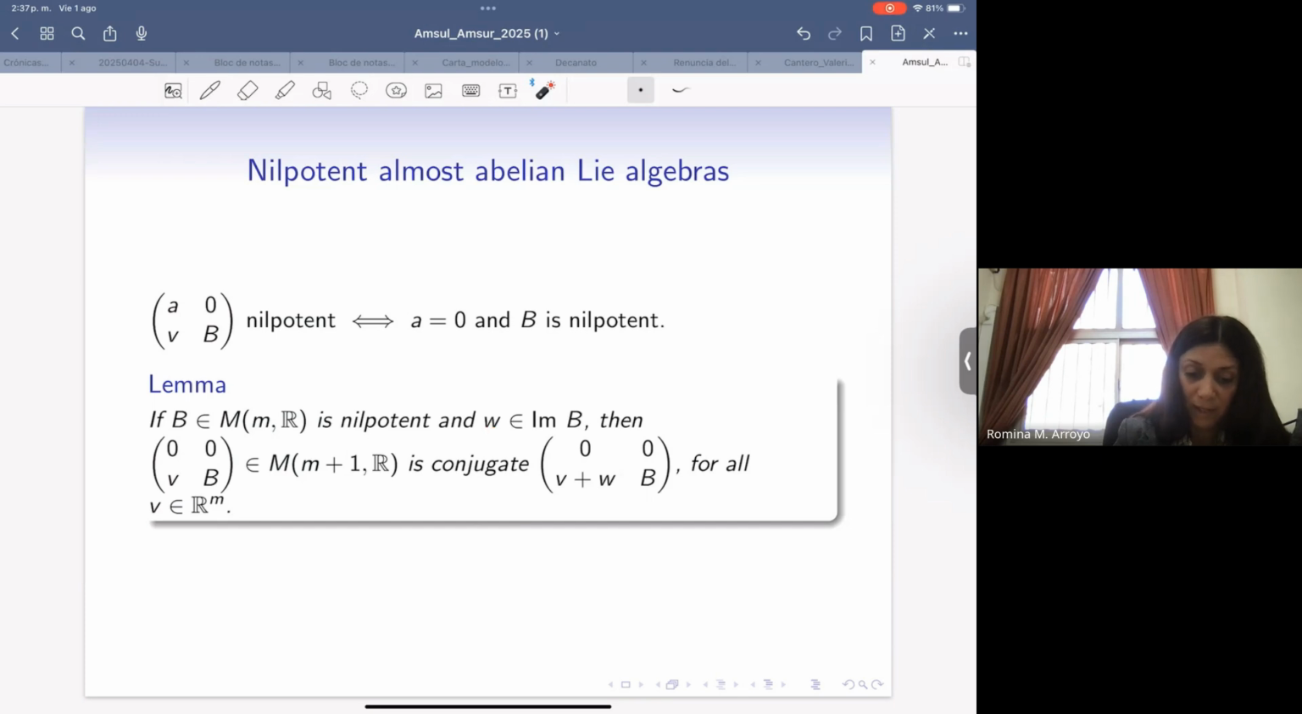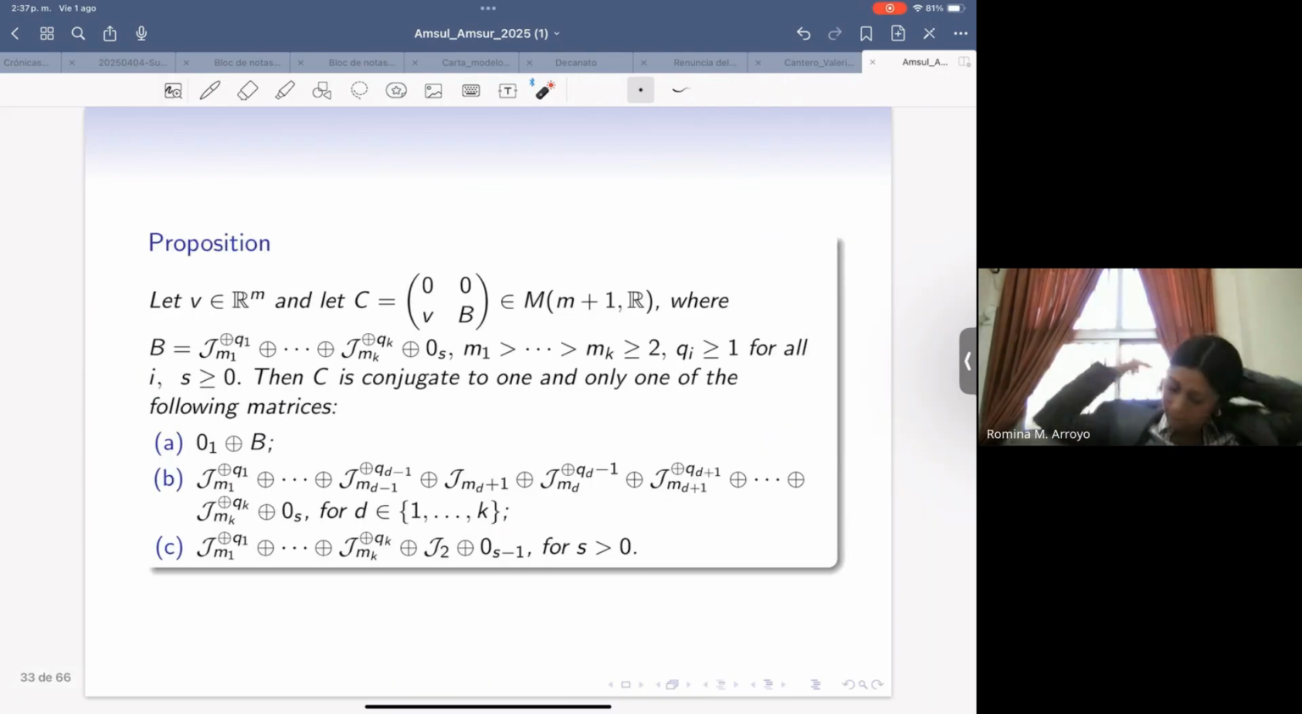Okay. So in particular, if b is in the image of capital B, then minus b is going to be in the image of capital B, and then here, I can put a 0. Okay? So if b lies in the image of capital B, in our notation, we are going to have that this matrix is conjugate to this one. Why is this important? Because we prove this proposition first.